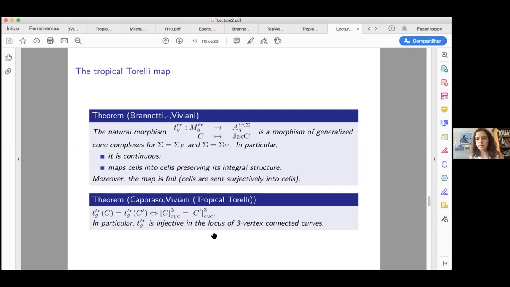Question: what's three-vertex connected? Okay, so I'm thinking about graphs. These are tropical curves, so they are graphs with lengths, and it's three-vertex connected if your graph is three-vertex connected, meaning that in order to separate your graph, you have to remove at least three vertices. This is a possible definition.